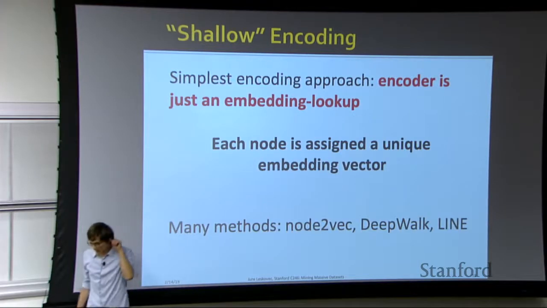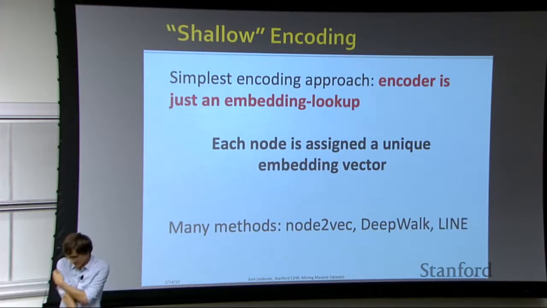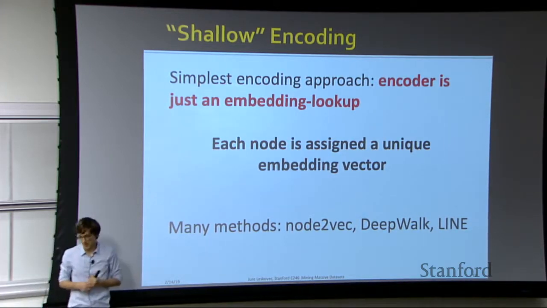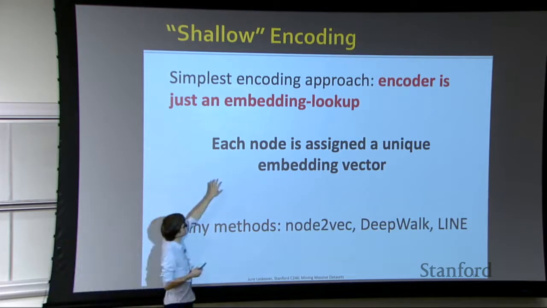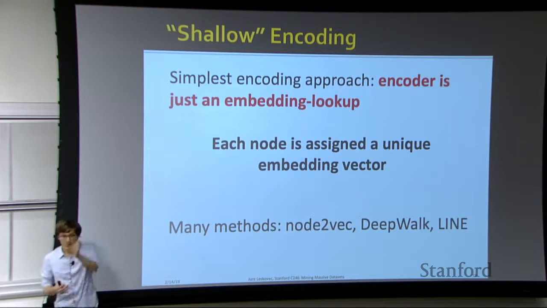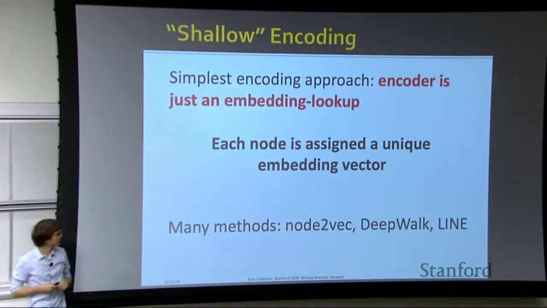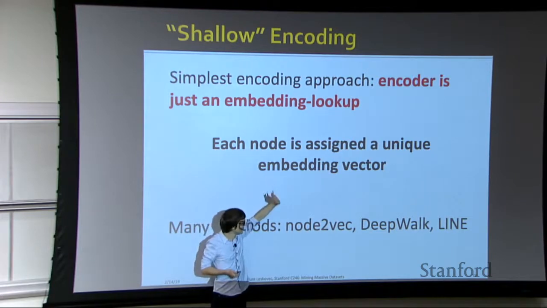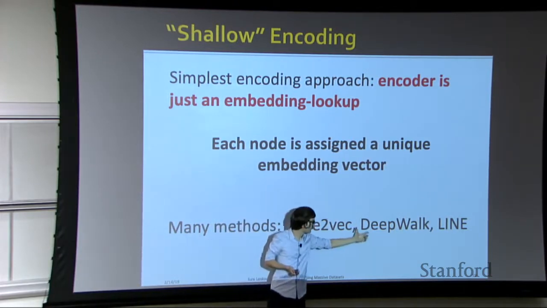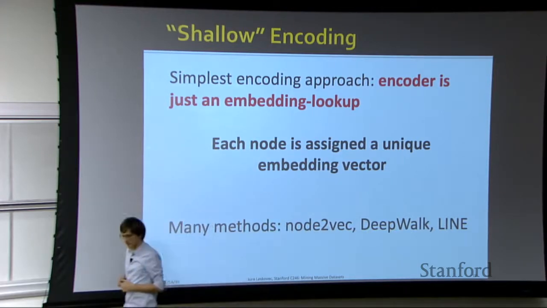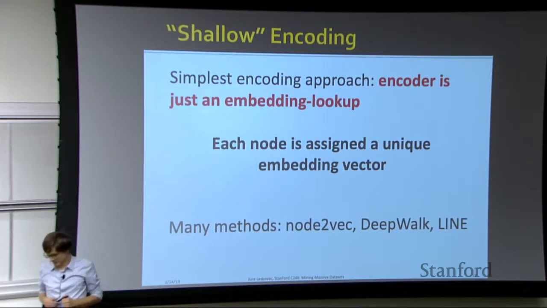Super, so moving on. This is the simplest possible encoder because the encoder is just an embedding lookup, just a table lookup. Each node is assigned a unique embedding vector because each node has a set of parameters, an entire column reserved for itself. There are many methods that do this. We'll talk about two today. We'll talk about one that's called DeepWalk, and then we'll talk about another one that's called node2vec. Those are the two things.